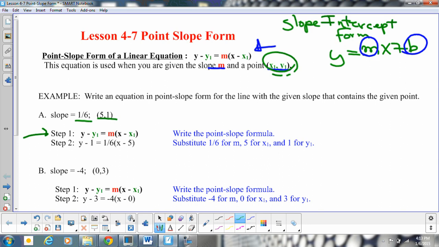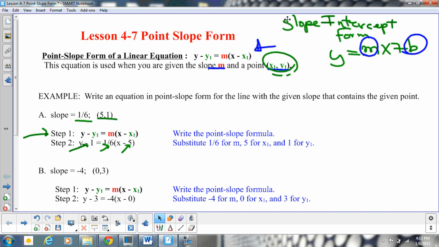So you're given the slope is 1/6. So where you see the m, you're going to put in a 1/6. You're given the specific point (5, 1). So you put the 5 in for the x, you put the 1 in for the y, and you have your formula in point slope form: y minus 1 equals 1/6 times the quantity x minus 5. At this point, if you're just asked to write the equation in point slope form, you are done.